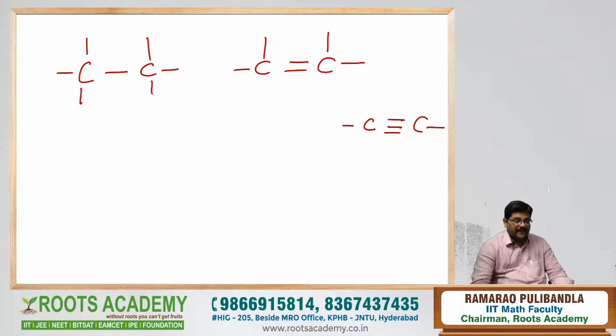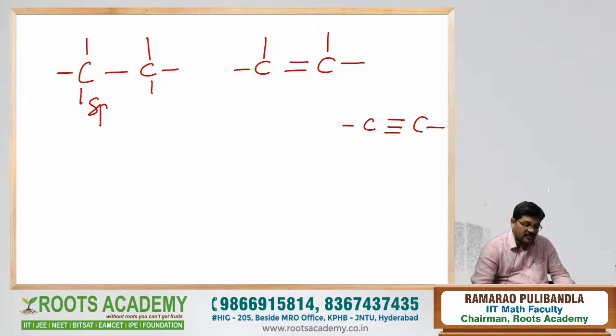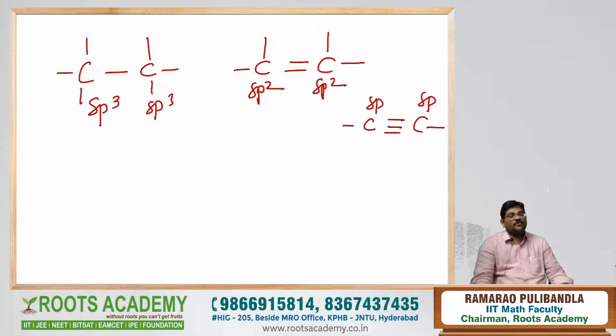Repeat once again. In the alkanes, a single bond is there, as you well know. In the alkane, the hybridization is sp3. In the alkene, the hybridization is sp2. In the alkyne, the hybridization is sp. Yes or no? So these are the hybridizations available in alkanes, alkenes and alkynes.